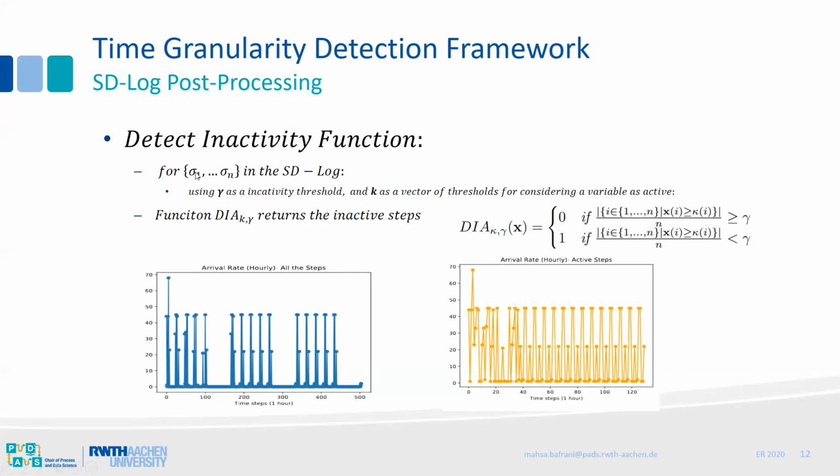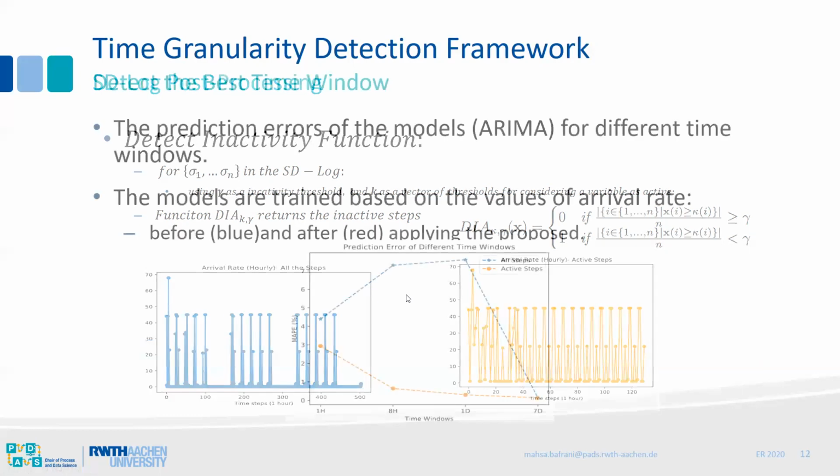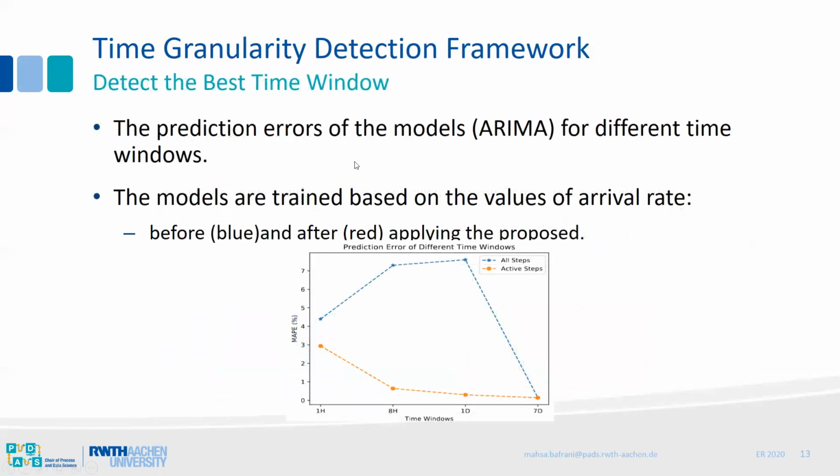Using this function, we have all of these sigmas, which are the time series values from our ST logs, and we capture them using two thresholds. We decide if they should be removed and decided as inactive steps or not. And as a result, we have a set of time series data that we can use to train a model. So we use the ARIMA model here, but it can be any other time series or statistical model. And these data will be used to train the model and predict.